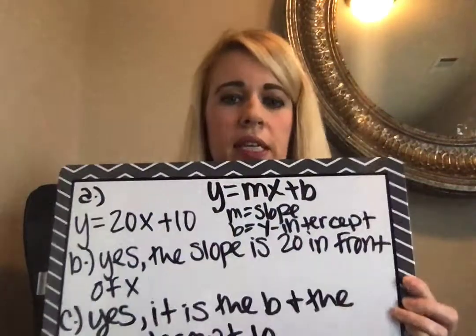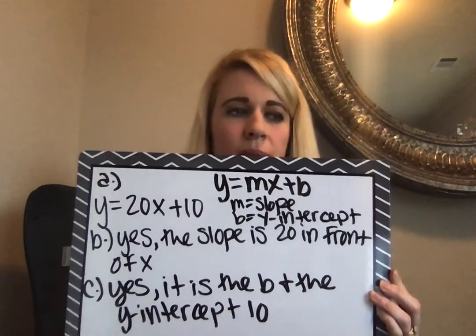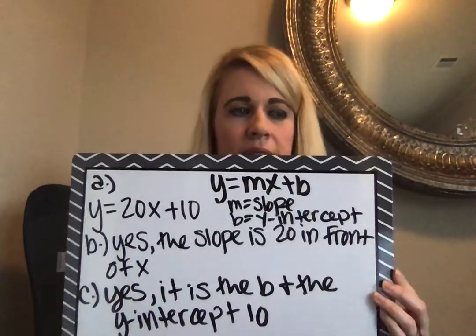Okay, so let's go to C. It says, do you see the Y-intercept in the equation? If so, where? You should have said yes. Everybody should have written down yes. Where is it? It is the B, and the Y-intercept is 10. So for C, you should have put down yes, it is the B, and the Y-intercept is 10.